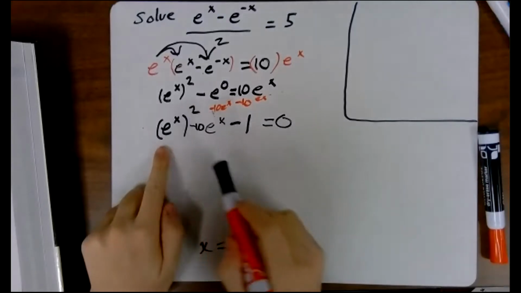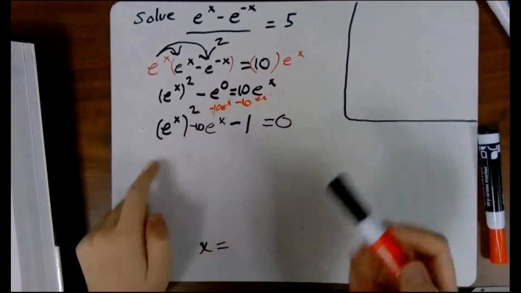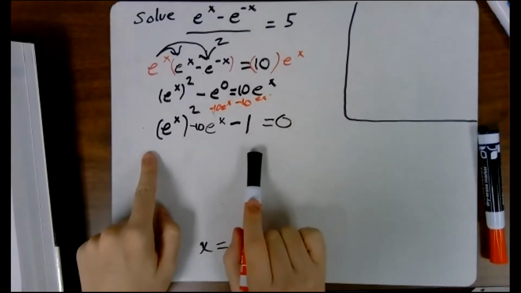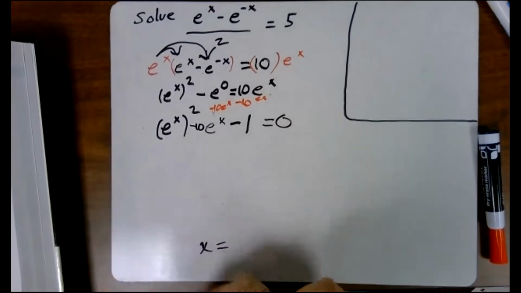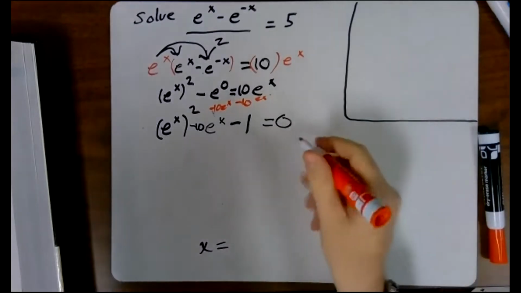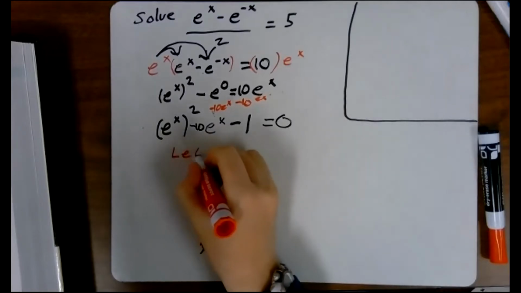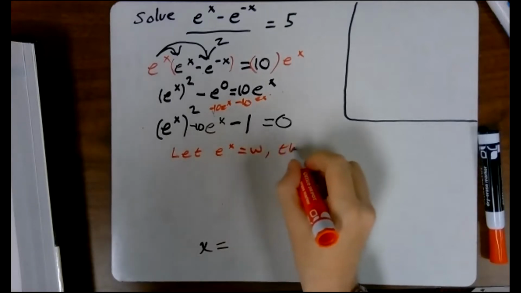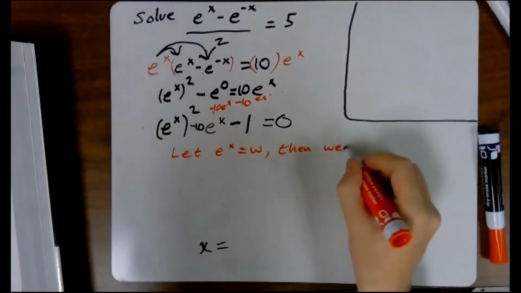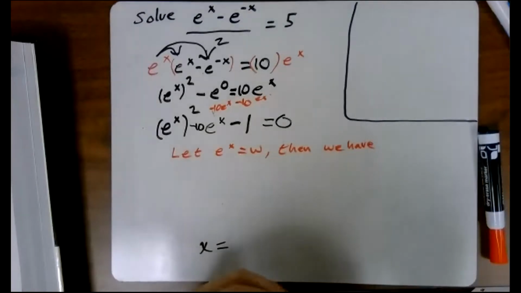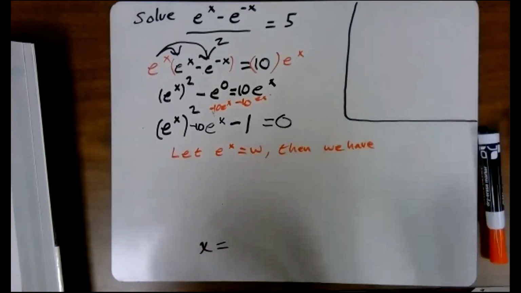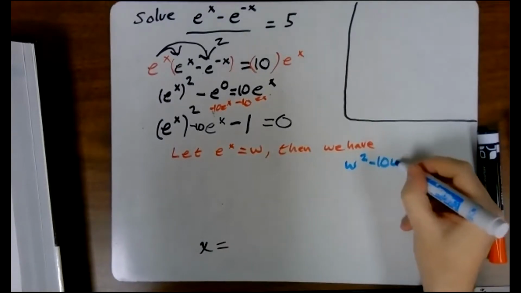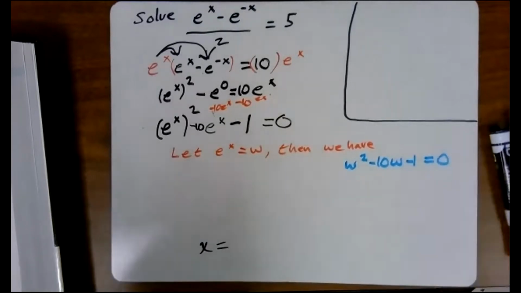So thing squared minus 10 times a thing minus a number. This actually looks a lot like a quadratic. In fact, if we let e to the x equal w, then we have w squared minus 10w minus 1 equals 0.